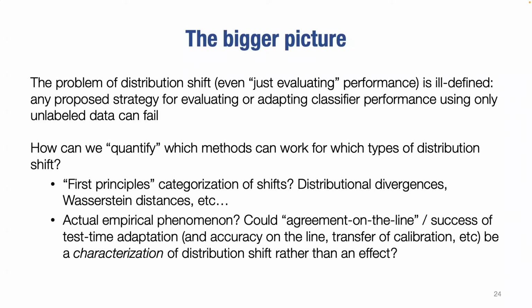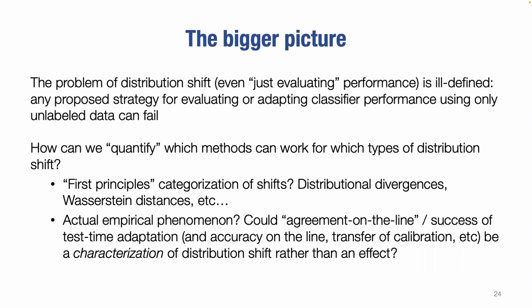We should be identifying properties of shift that seem to happen in real settings, and then characterize types of distribution shift, not by KL divergence or Wasserstein distance or things like that, but by this shift is of the type where agreement on the line holds to this degree, or accuracy on the line holds to this degree. So I actually think we should start using these empirical phenomena, or entropy-based test time adaptation. That's the second thing I talked about there.